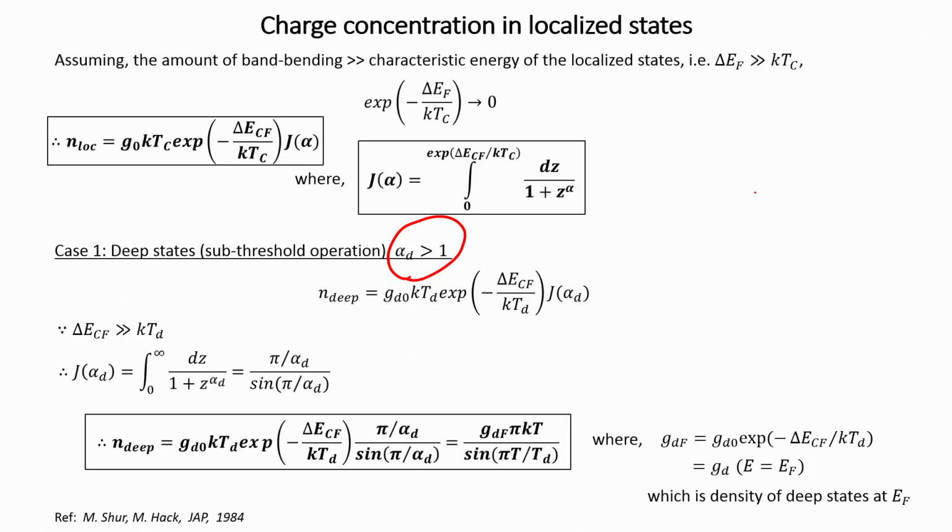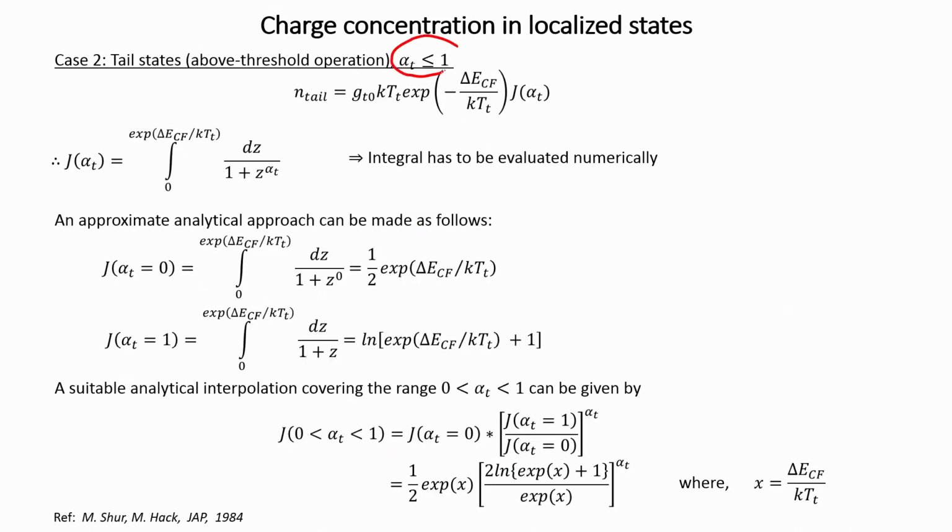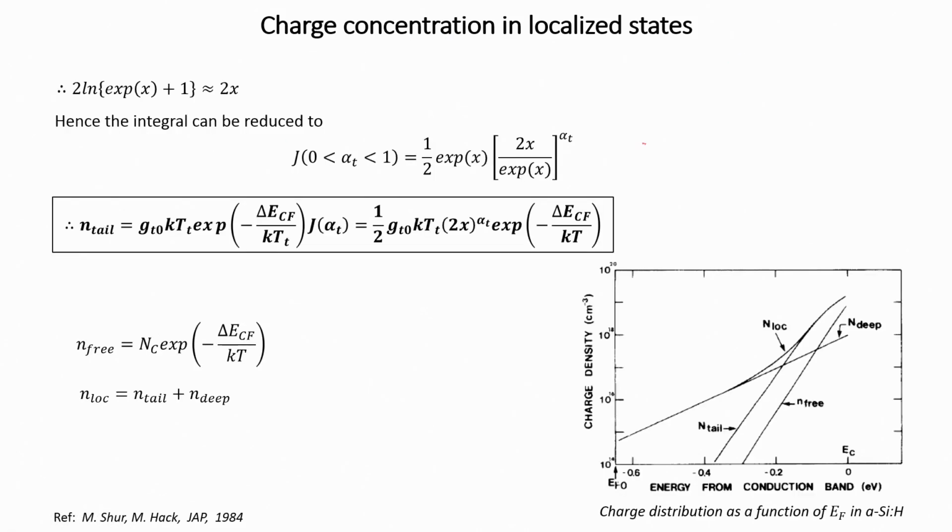Now it so happens that in this particular example, if alpha is greater than 1, which means the characteristic temperature is greater than your ambient temperature, which is the case for deep states, then the number of localized carriers in the deep states turns out to be this particular answer here. On the other hand, if alpha is less than 1, which happens to be the case for tail states, the characteristic temperature for the tail states is less than the ambient temperature, and therefore the same integral gives you a very different answer, which looks like this. As I mentioned, the mathematics is a bit involved, but I am trying to keep the focus on the approach.